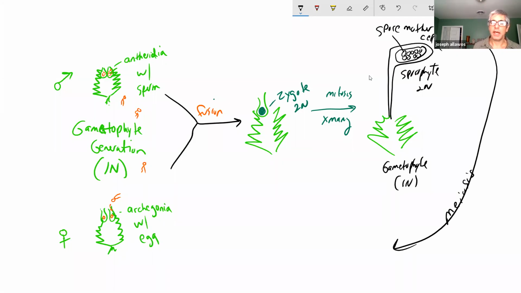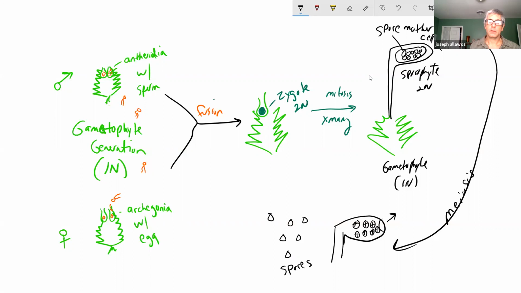And think about it now. I'm just going to draw the capsule here. Every one of those cells that does meiosis makes 4 spores. And so these are then released. This thing kind of opens up and out they come. And we have these little individual spores, which are haploid. They're the products of meiosis.